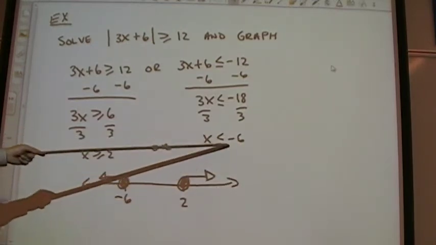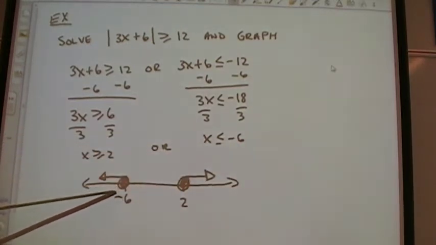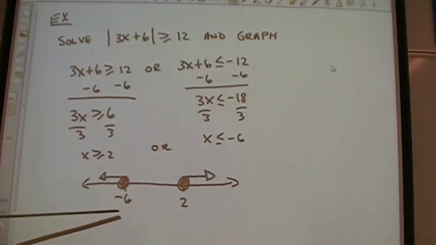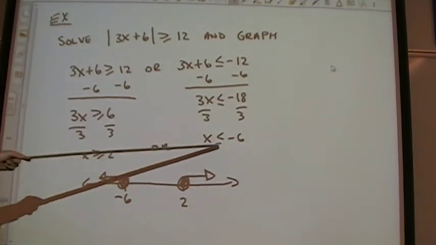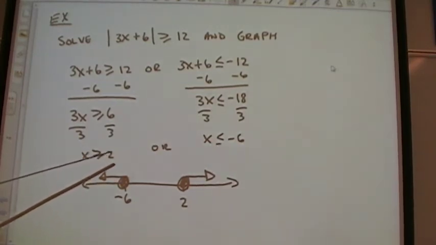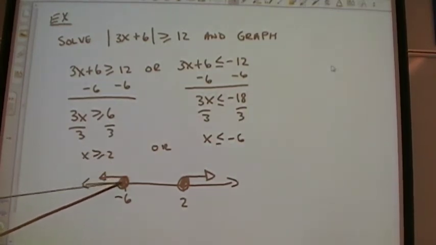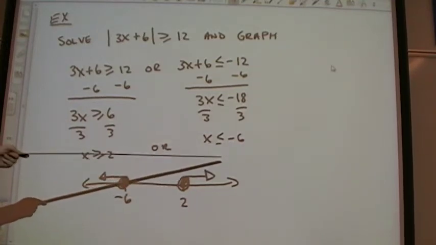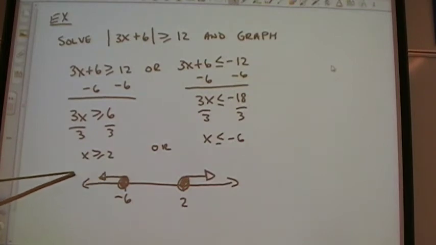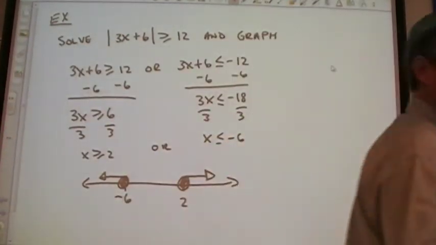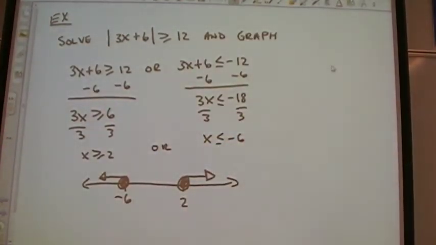We know negative 6 has to come first on the number line because you always go least to greatest. Negative 6, then 2. Closed circle on both because there's an equal to sign. And x less than or equal to negative 6 would be to the left. X greater than or equal to 2 would be to the right. Easy enough? All right. Next one.